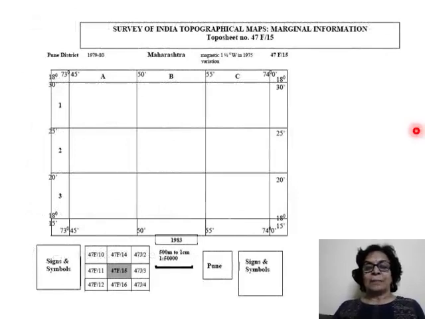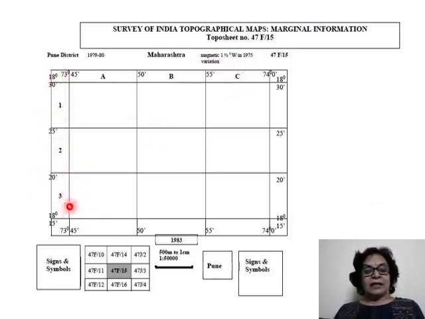So this is the example of Maharashtra, where we have taken the topo sheet number 47F by 15. In this we can see the name of the district is Pune. 1979-80 was the year of survey. This is the title, Maharashtra. The magnetic variation is 1.5 degrees west in 1975.